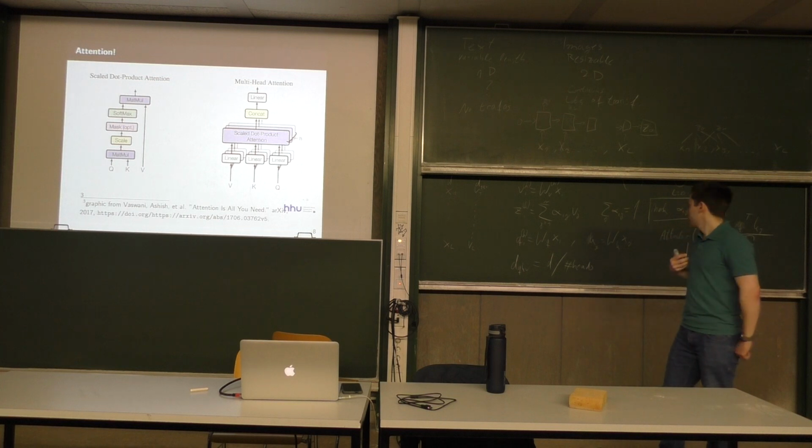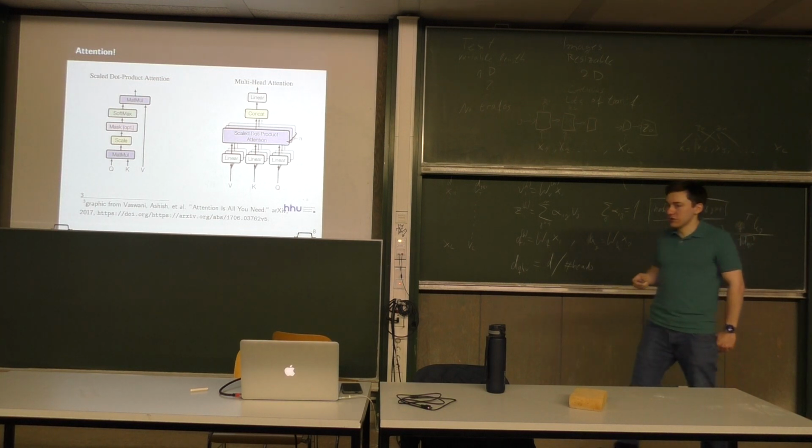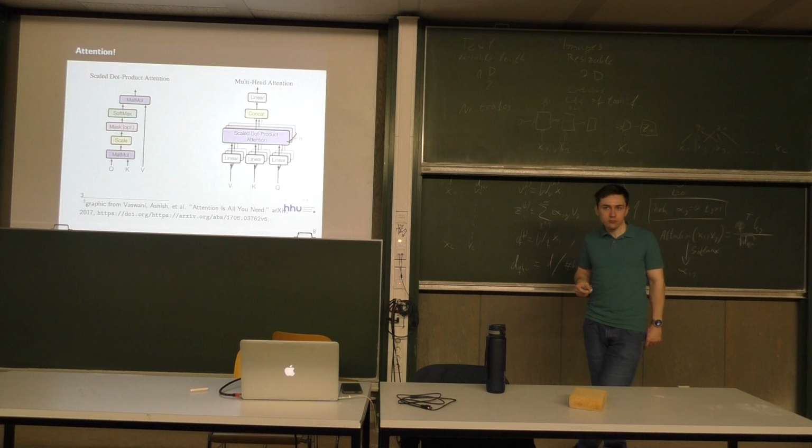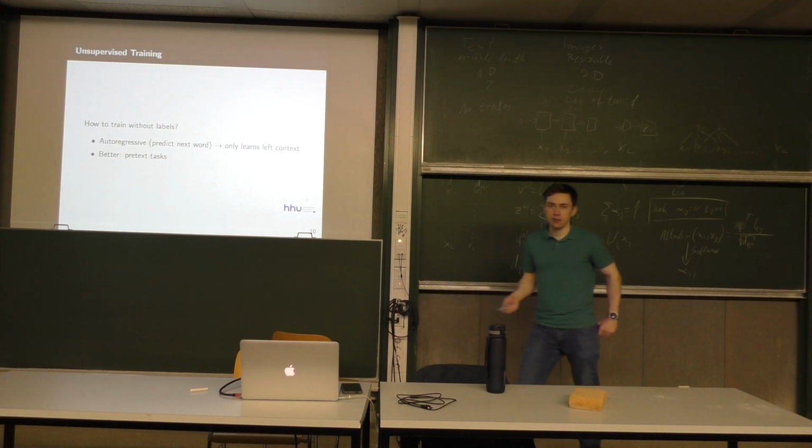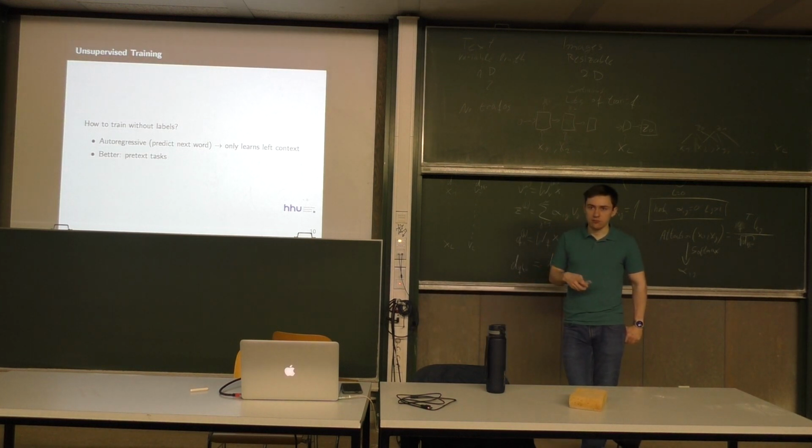But if we just want to learn representations, this is not very good. Because if you want to answer some questions about the first word in the sentence, that might relate to later words in the sentence, so you want to always have the bidirectional context. So we cannot learn autoregressively. So we will use pretext tasks, basically like with images, but we have to use other pretext tasks.